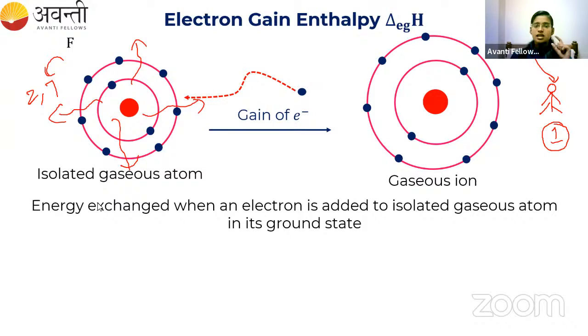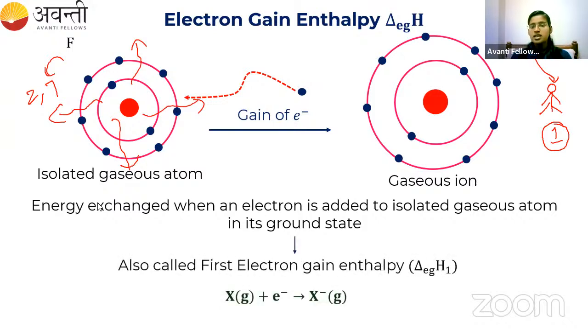Since this is actually the gain of the first electron, it is called first electron gain enthalpy, and mathematically it is denoted like this. An atom X is gaining 1 electron and it is getting converted to an anion with formula X minus. Clear for all of you?